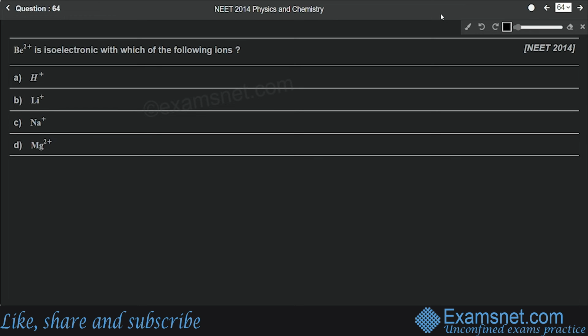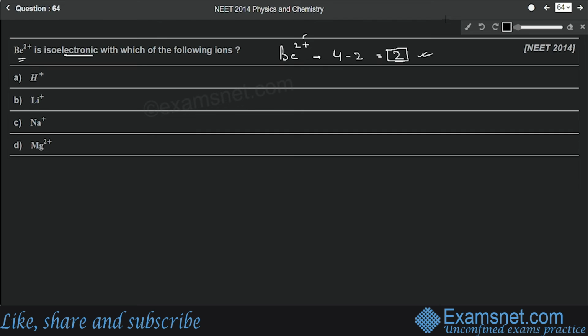Question number 64 is from the chapter Classification of Elements, and the question is: Be2 plus is isoelectronic with which of the following ions? So Be2 plus, what is the atomic number of beryllium? 4. So the number of electrons in beryllium is 4 and there is plus 2 charge. So the total number of electrons will be 4 minus 2. That means 2 electrons have been removed. So 4 minus 2 is equal to 2. So the total number of electrons in Be2 plus ion is 2.